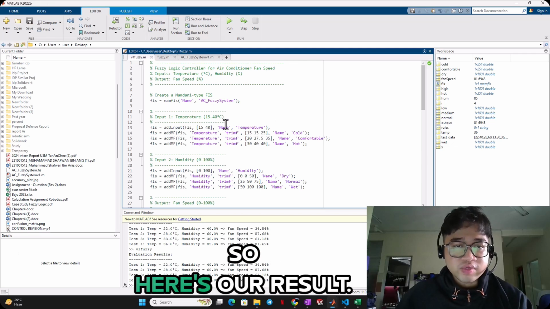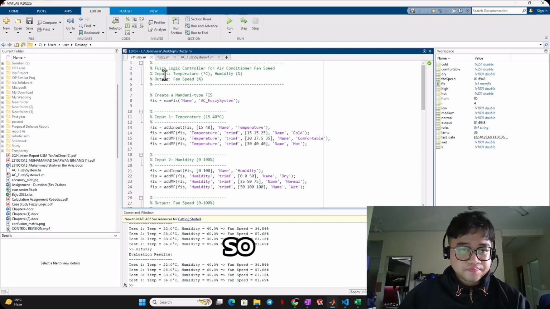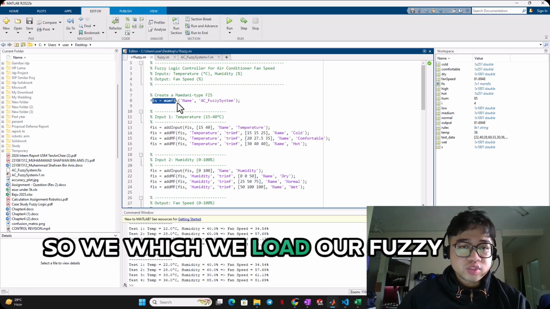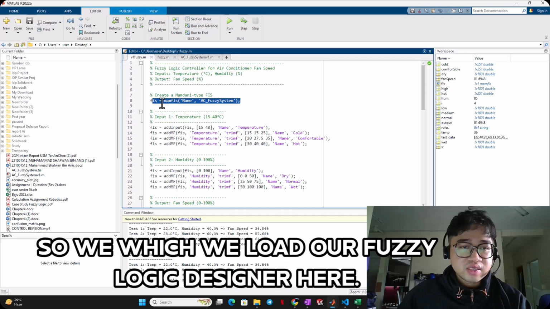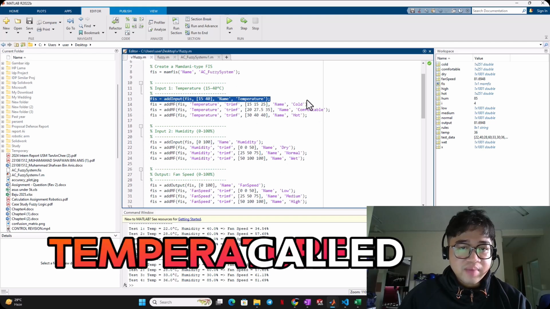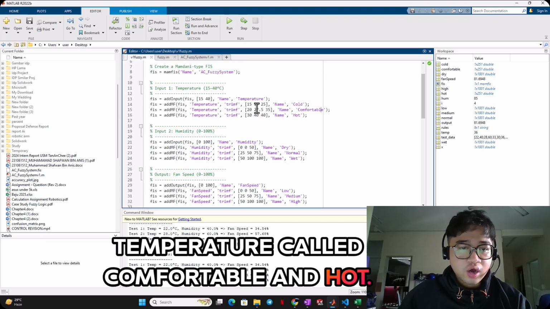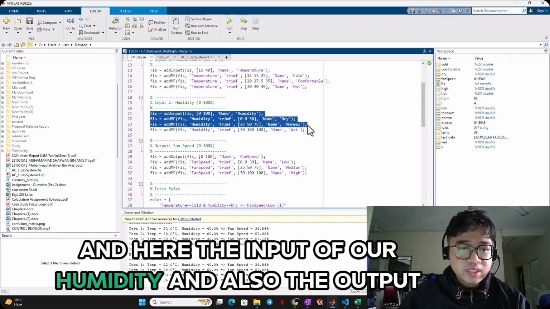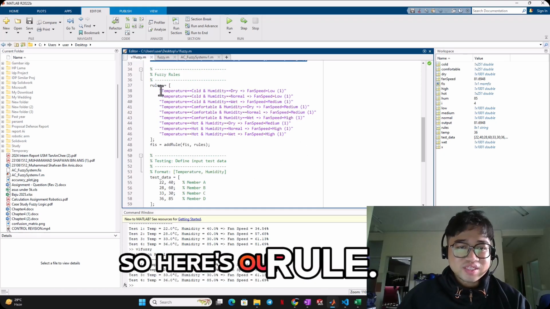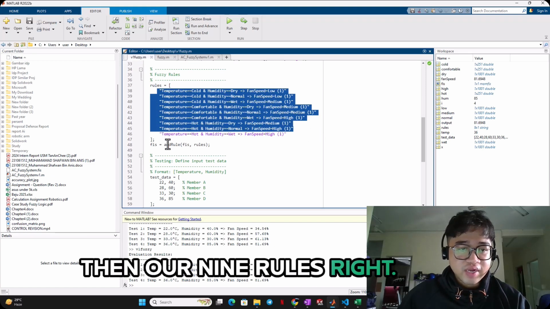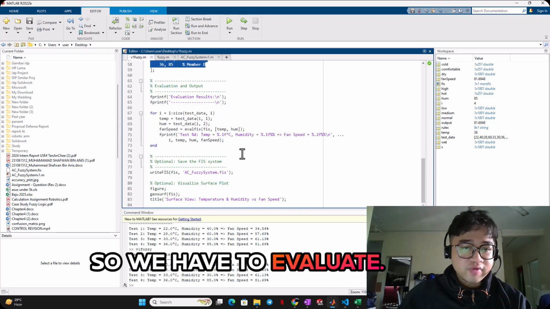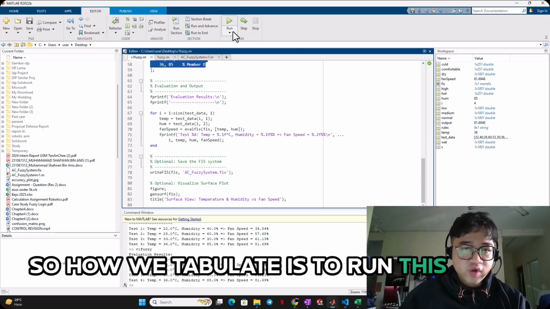Here is our result. Here is our code for the result. We load our fuzzy logic designer here, and here are our inputs: temperature with cold, comfortable and hot, and the input of humidity, and also the output fan speed. Here are our nine rules, and here is our testing. We evaluate by running this code.